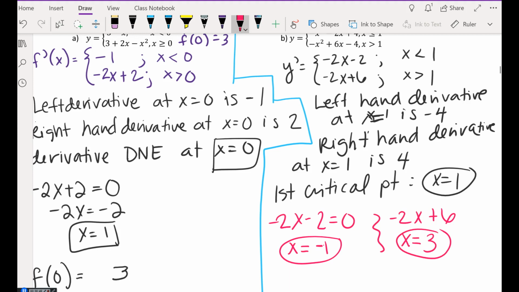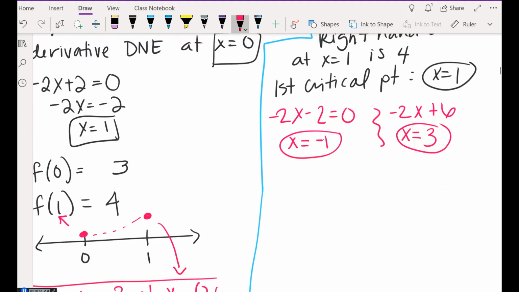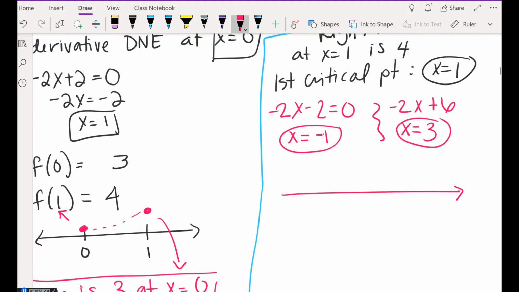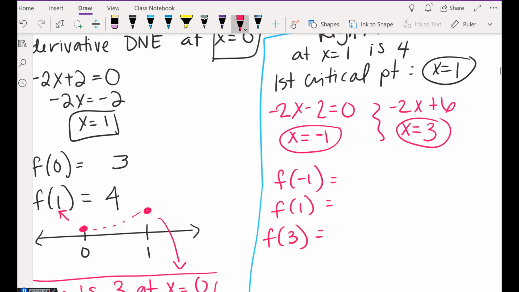Do you know which one's which? Min, max? All of them min? All of them max? None of them? What's your next step? Plug in. I'm going to put my x's in order. Let's plug in f of -1, f of 1, and f of 3. When you plug in f of -1, what did you come up with? -11. Someone confirm?